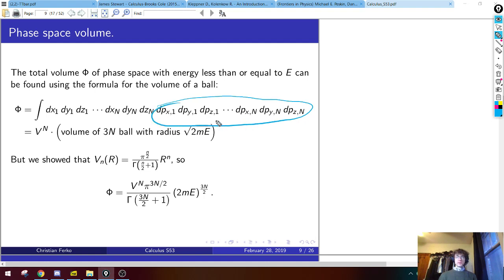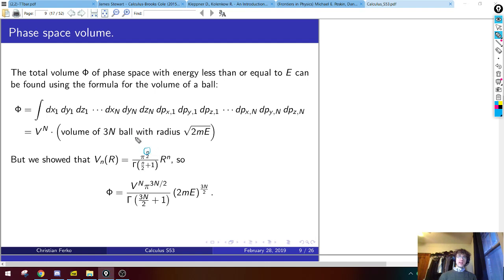The momentum integrals, as I just argued, if we integrate from 0 up to these momenta, that gives us the volume of a 3n dimensional ball with radius root 2mE. So this is the step in proving the ideal gas law where we use our results for the volume of a sphere. The volume of a ball in n dimensions with radius r is this thing, which we showed last time, or 2 times ago or something. So I'm just going to use that formula and plug it in for this volume of a 3n ball.